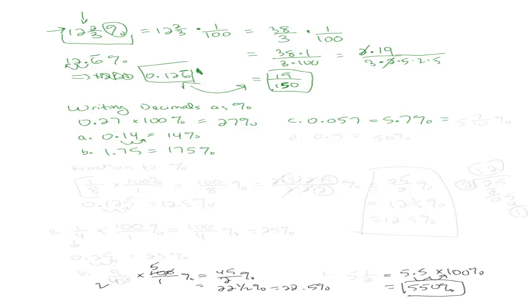Let me ask you a question. What if I wanted to write this 5.7%? Instead of 5.7, I wanted to make that a mixed number. How would I do that? 5 and 7 over 10, because that 7 is in the tenths place.